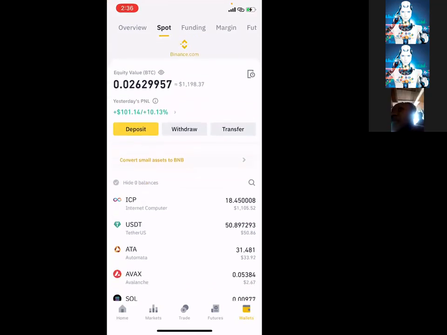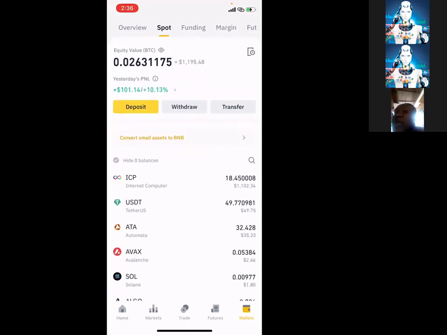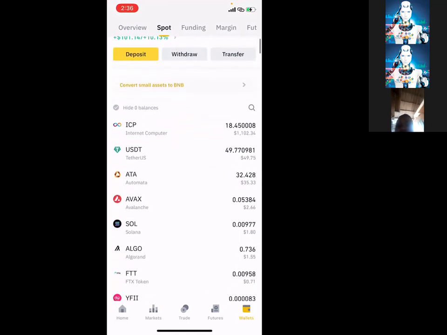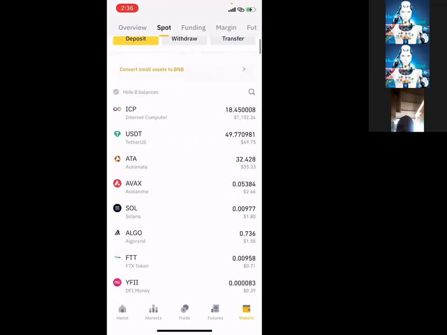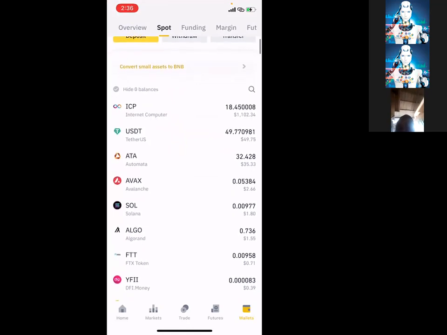And if you want to see the real value of your money, look at the equity value. That's the real value of your money. Then if you scroll up, you're going to see how it's being distributed. Under ICP, I have about $1,102.34 in it. Only ICP.